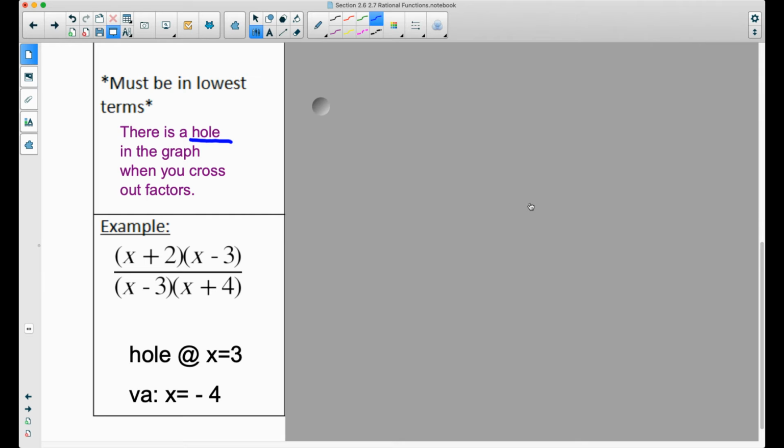See here how x minus 3 and x minus 3, there's one in the numerator and one in the denominator. So technically I would cross those out, and since I crossed them out, I would set it equal to 0, and that's where the hole in the graph would be. Since I crossed it out and there is a hole there, there is no longer a vertical asymptote there. So the only vertical asymptote that you'll find is at x equals -4, because x plus 4 is the only thing that's left.